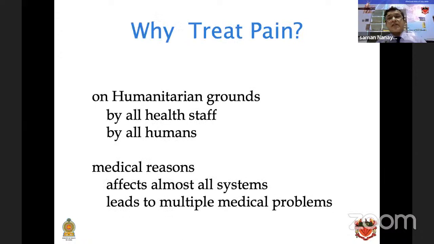So now, why should we treat pain? We have to treat pain on humanitarian grounds. All health staff, all humans should attend to others' pain. Well, there are medical reasons also. If you do not control pain, there will be lots of medical complications that can happen to a patient, and they will further complicate the primary problem the patient is having. So we will see what those are.